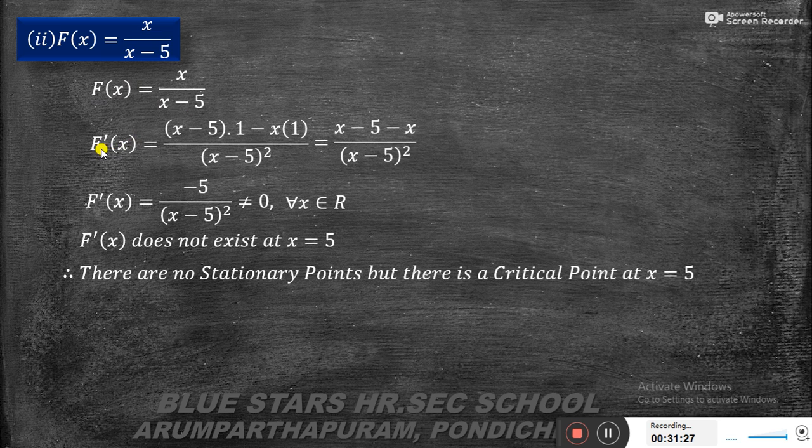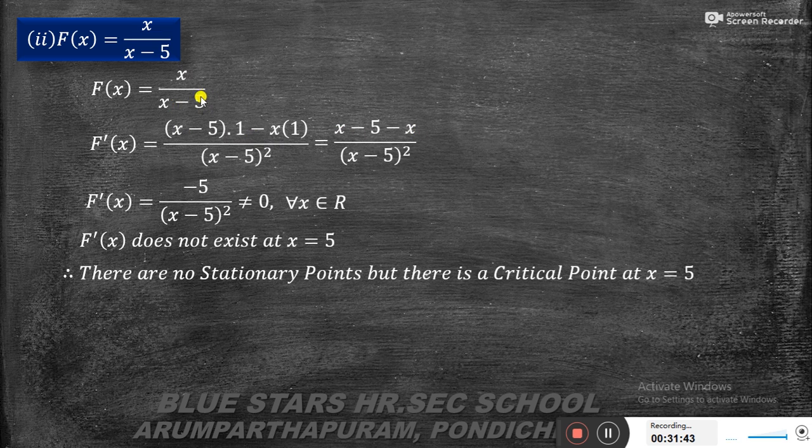Therefore f dash of x equals, this is u by v. You see two functions, one in the numerator and one in the denominator, so you apply the derivative of u by v. The derivative of u by v is v into du minus u into dv, all over v square.